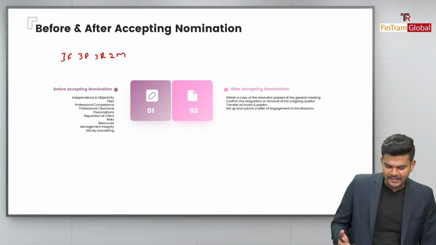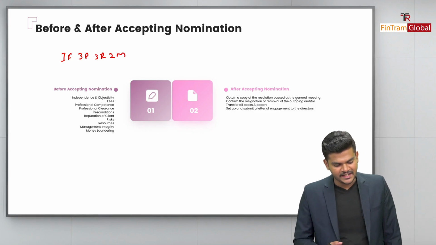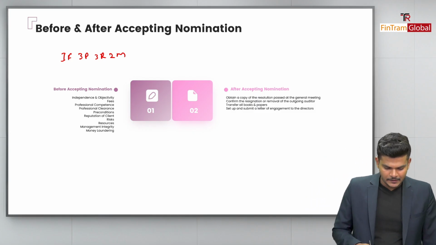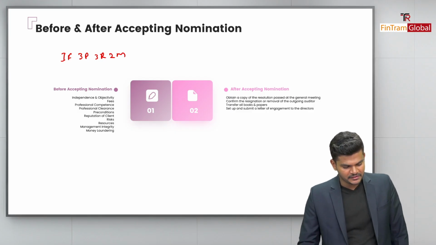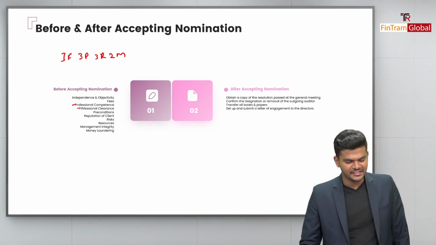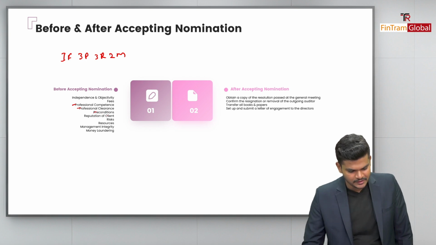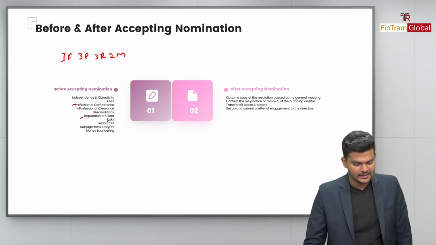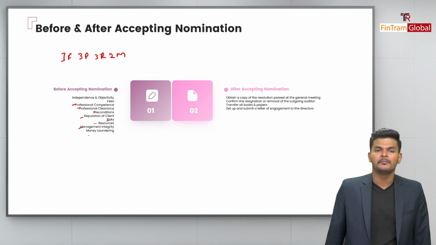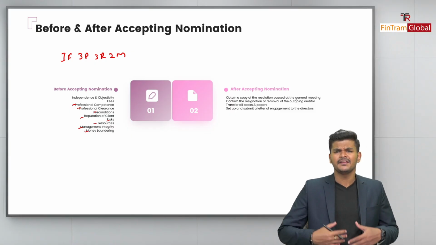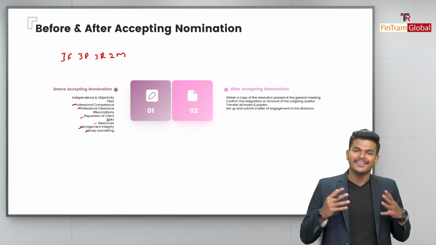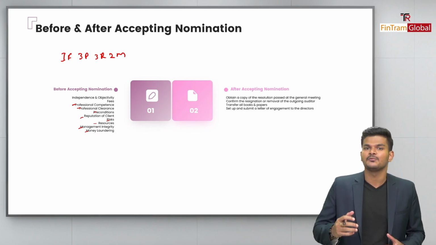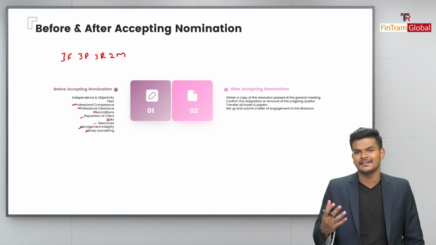So I stands for independence and objectivity, and then F stands for fees, and the 3P stands for professional competence, professional clearance, and preconditions. R is for reputation, risk, and resources. And M is for management integrity and money laundering as well. So I'll quickly go through what each of these things are. Independence and objectivity, we know it's all about ethics, right? Are we complying with ethics while auditing the client, right? Are there any ethical threats, etc.?